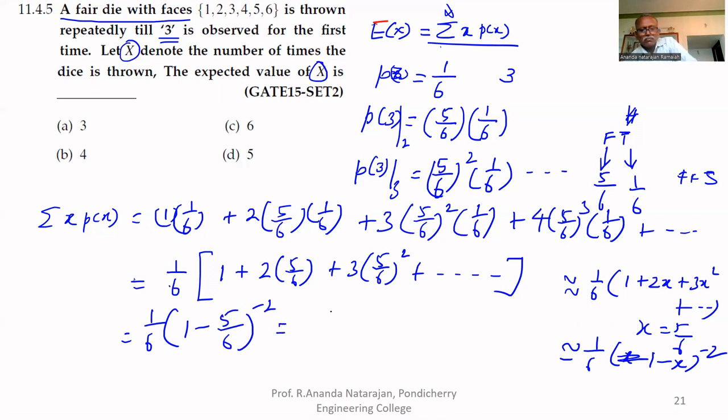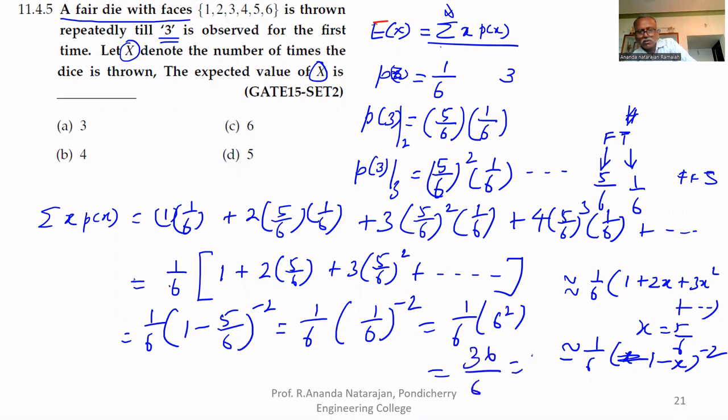That is equal to, 1 minus 5 by 6 is 1 by 6, so 1 by 6 to the power minus 2, that is equal to 1 by 6 times 6 square, that is 36 divided by 6, equal to 6. Therefore, the answer is C.